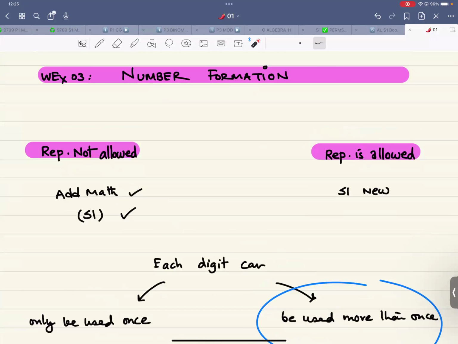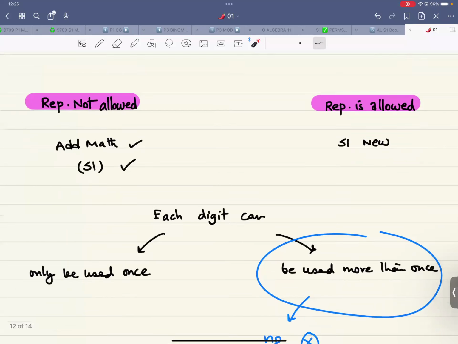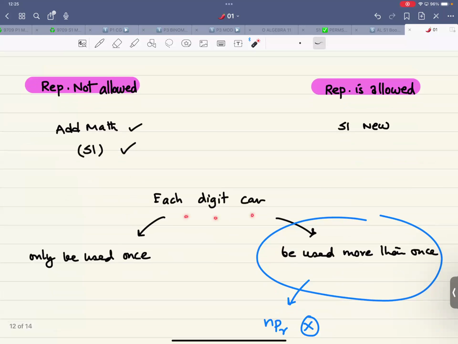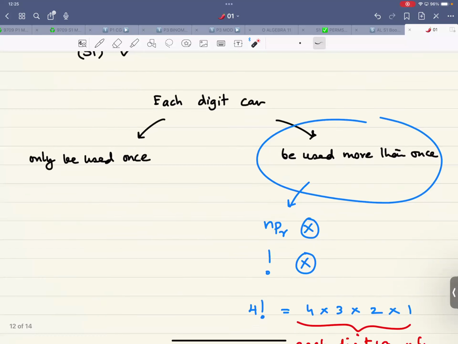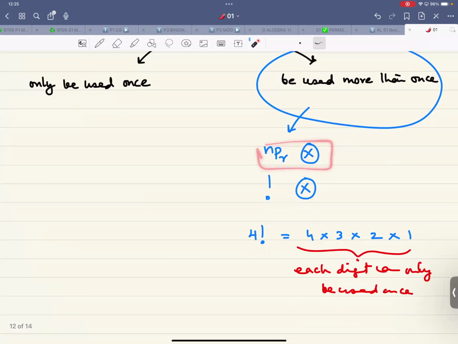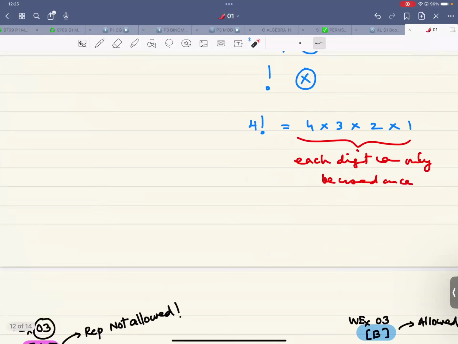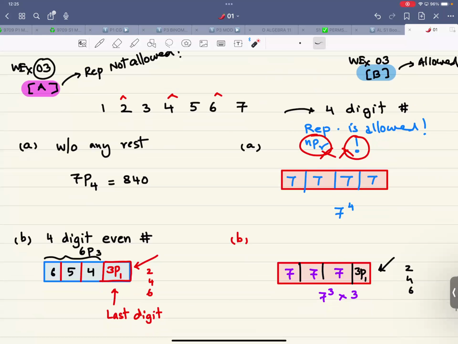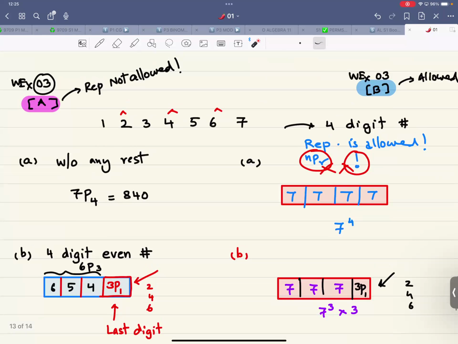Number formation, there could be questions of 2 types. Repetition not allowed, repetition is allowed. Repetition not allowed means each digit can be only used once. And over here, repetition is allowed. Each digit can be used more than once. nPr as such is not applicable. Factorial is not applicable. You have to write it out. For example, this is done side by side. This is like a revision exercise.